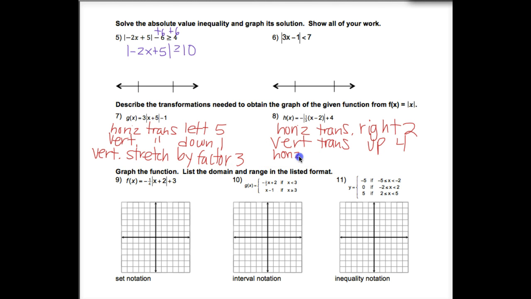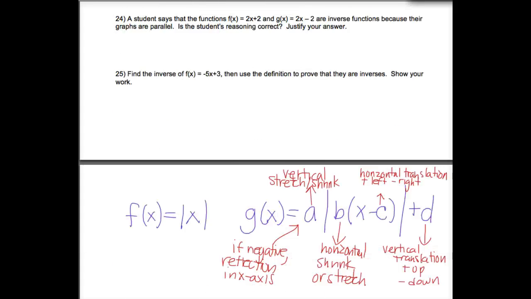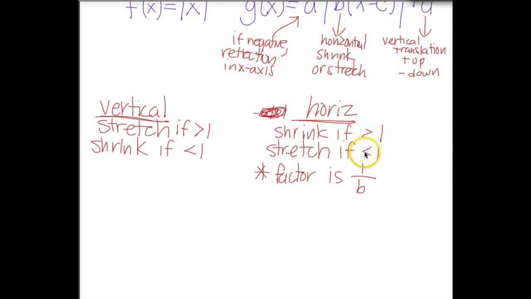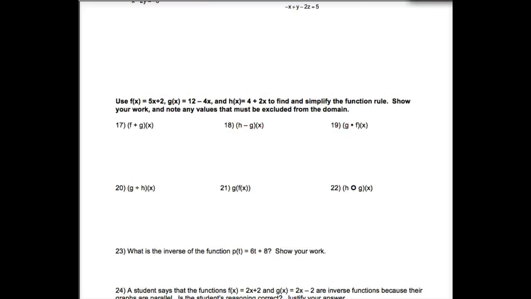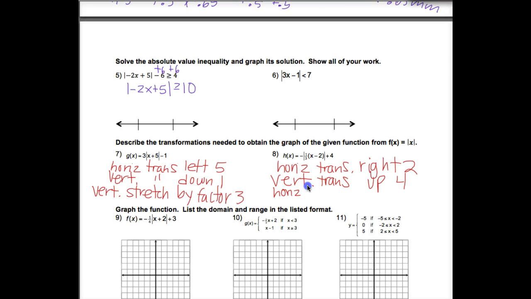Again, if you look at what I just went over down here, if it's less than 1, it's a horizontal stretch. Notice the factor has to be the reciprocal. So it's a horizontal stretch by factor, and then I have to do the reciprocal of 1/3, which is 3/1, or 3. Finally, don't forget this negative means something. That means it's a reflection in the x-axis.